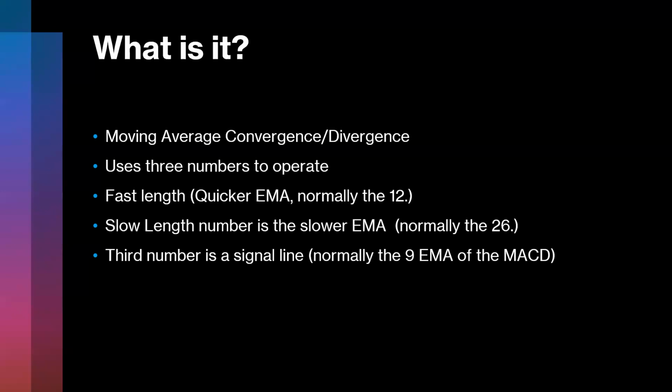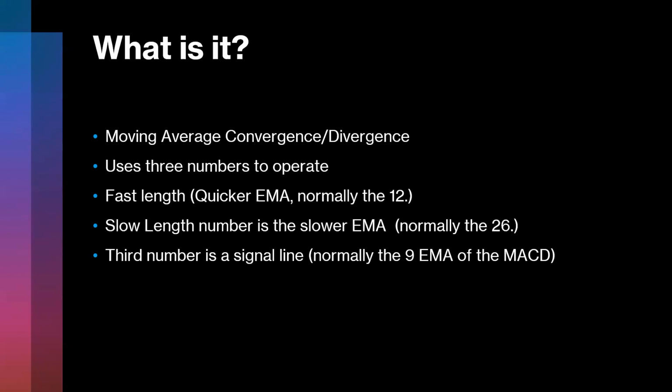Okay, so when you go into your settings, you'll see a fast length, which is the quicker EMA, normally the 12. You'll see a slow length. Okay, it's the slower EMA or the higher time frame EMA, which would be the 26. And then the third number is the signal line. All right, and that's the line that creates the crossover effects.